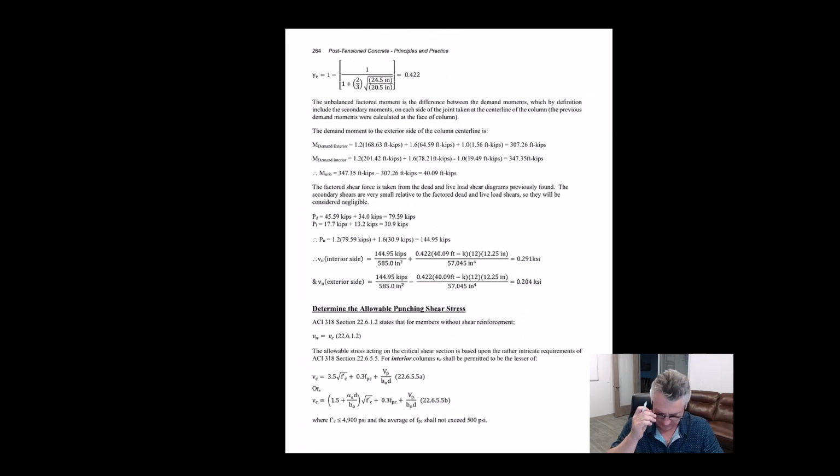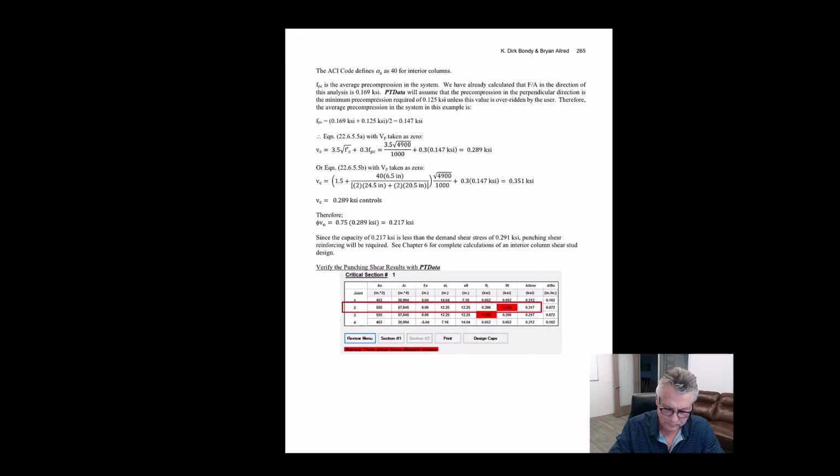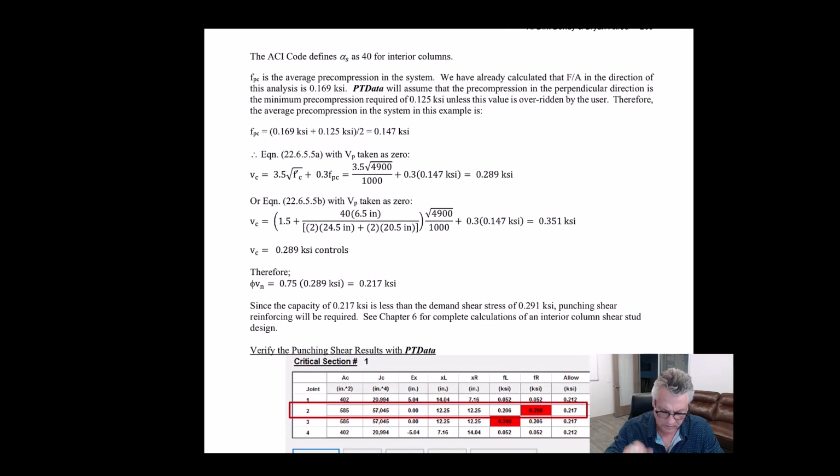The code. So that's what happens when you use data and research that was done 40 years ago when 5,000 PSI slabs was a lot. Things are different these days, but the code doesn't change. So if you've done rebar slabs, gamma S is the same. It's taken as 40 for interior columns.